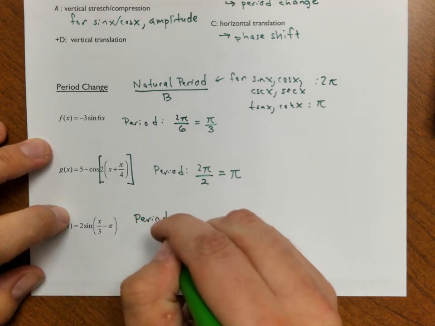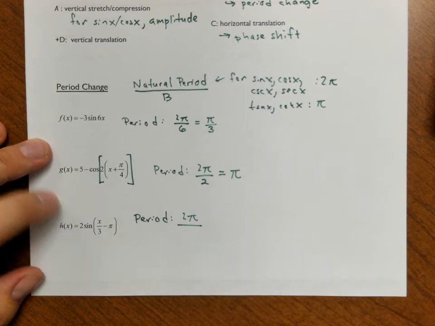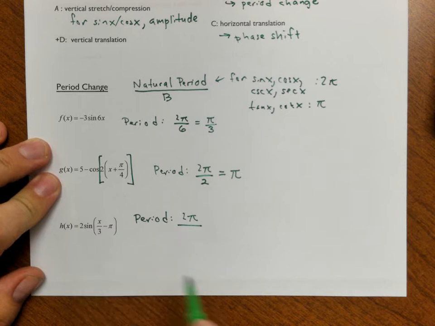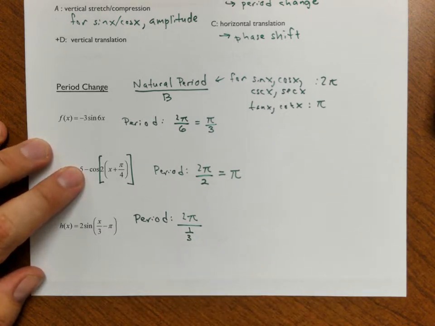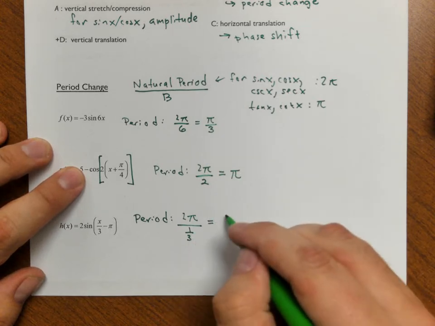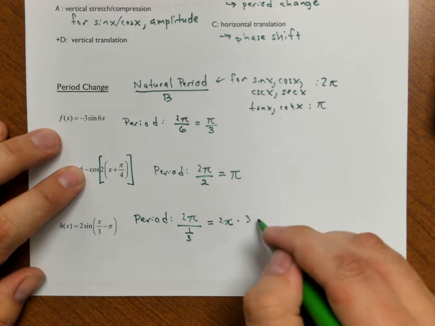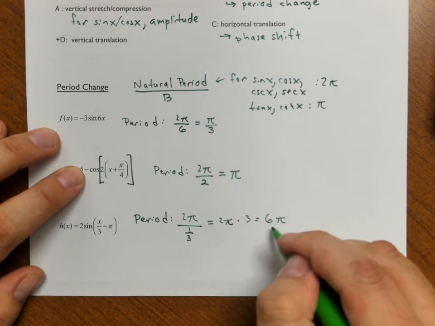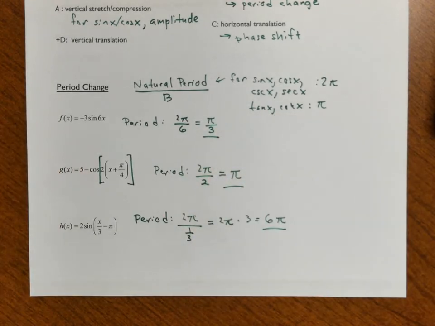For the period, I will take 2 pi and divide it by the coefficient of x. Now, x is over 3, which means the coefficient is actually 1/3. If I take 2 pi and divide it by 1/3, that's the same as multiplying by the reciprocal, 2 pi times 3 over 1, or times 3. So I can see that my period would in fact be 6 pi. So that's a quick look at how to find the period when the period has been changed.